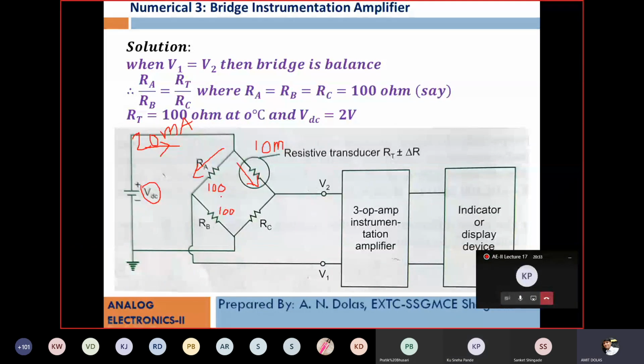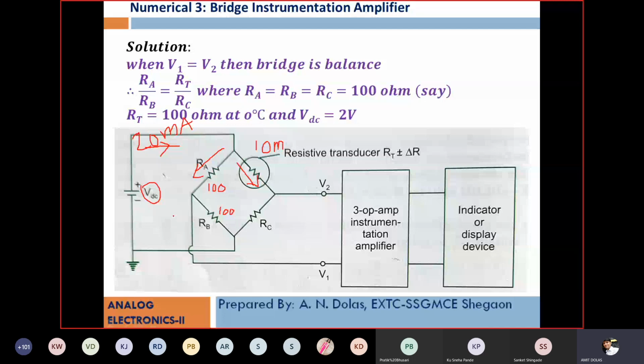So RA is 100 ohm, RB is 100 ohm, through which 10 milliampere current is passing. So how much voltage is required? 100 plus 100, it is 200 ohm. 200 ohm multiplied by 10 milliampere. Whatever is the voltage, you can apply it as VDC here for exciting this bridge.